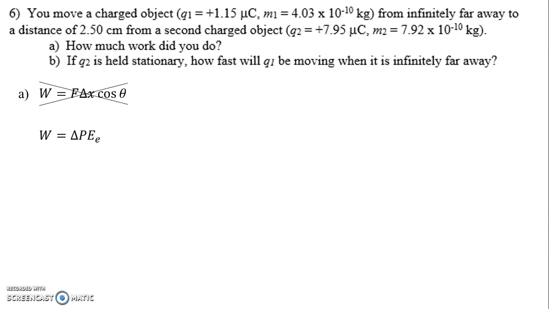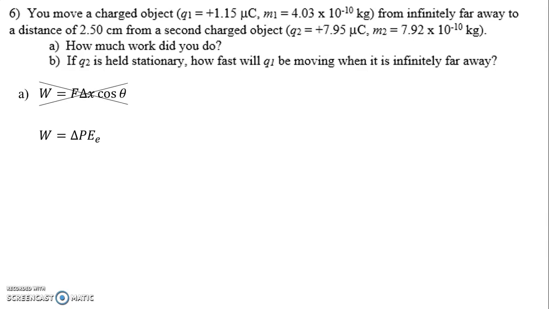Now remember, this is not an official new equation, and be very, very careful you're not mixing this up with the work done by the field. W sub E is the negative change in electric potential energy, but this is not the work done by the field, this is the work done by us. And if you recall, they're almost always going to be opposite to each other unless you're given more information.